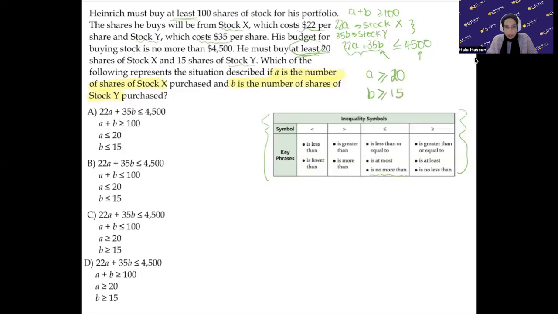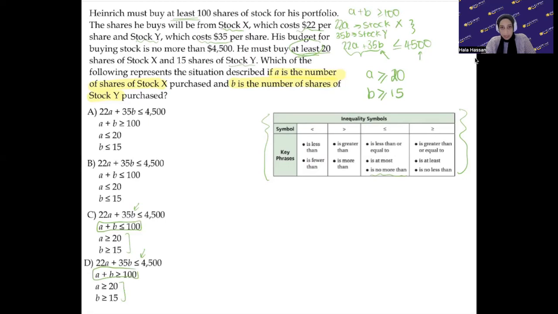Now let's use all this information and try to find the one that contains that. So we want A and B to be at least 20 and at least 15. The only ones that correspond to that are C and D. And then we wanted 22A plus 35B to be less than or equal to 4,500. Let's have a look at that. 22A plus 35B is less than or equal to 4,500. Now, that is shared between both of them as well. So the only thing that's going to be our determining factor is this one.